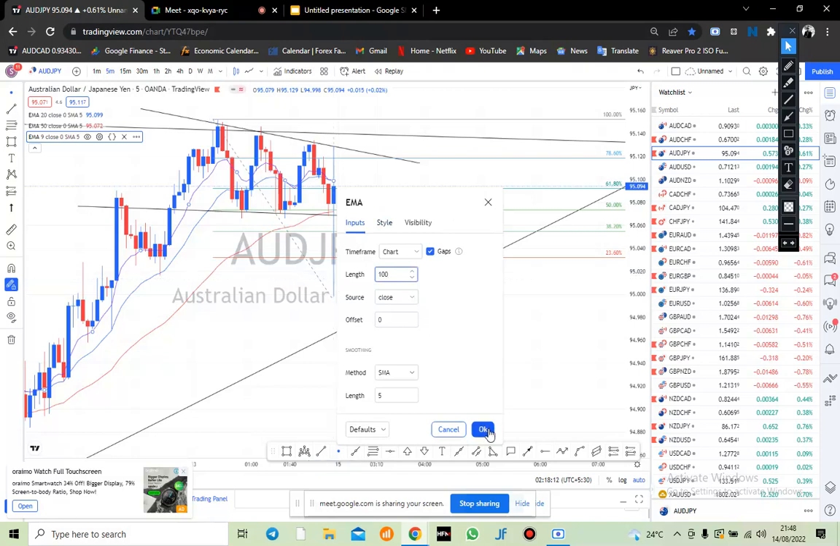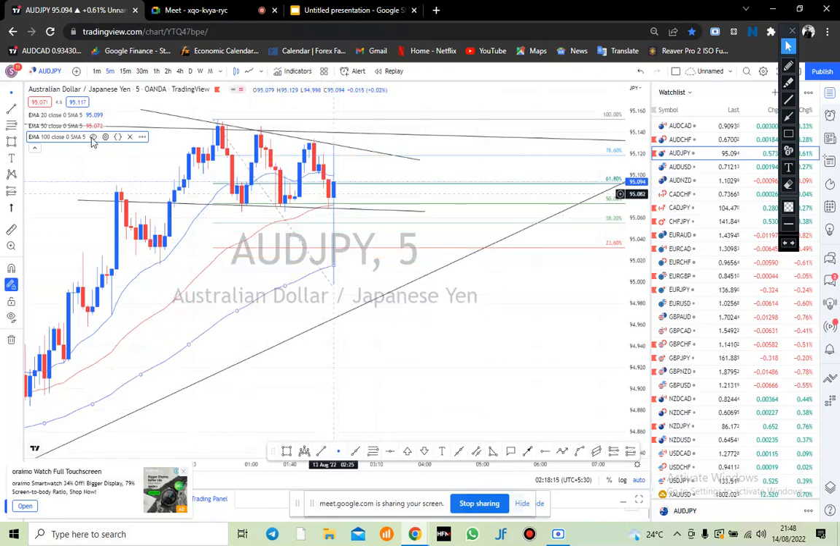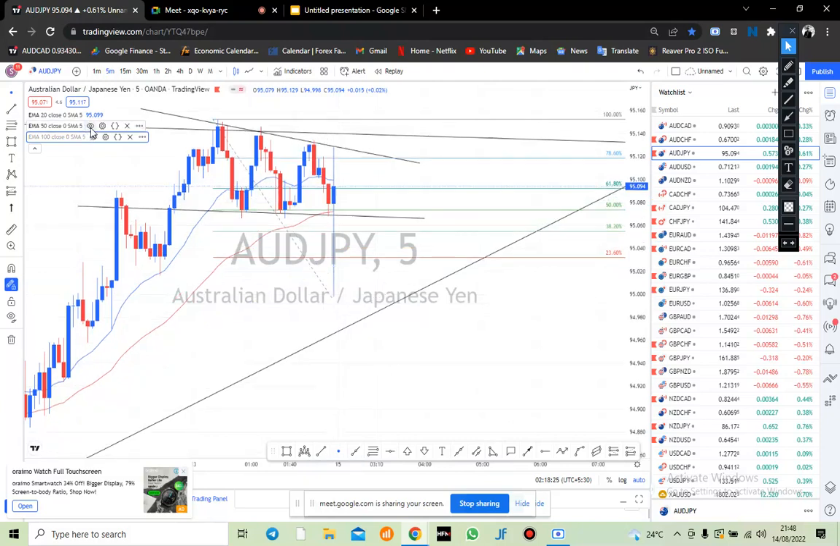100 EMA. So let me remove the 100 EMA and 50 EMA, but 20 EMA says the price is testing the 20 EMA because the price broke the 20 EMA. Okay, I'm using 20 EMA because this is a 5 minute time frame. The price broke the 20 EMA and pulled back to test the 20 EMA.